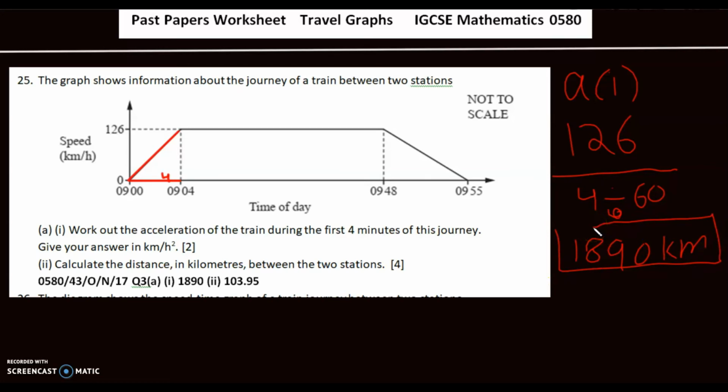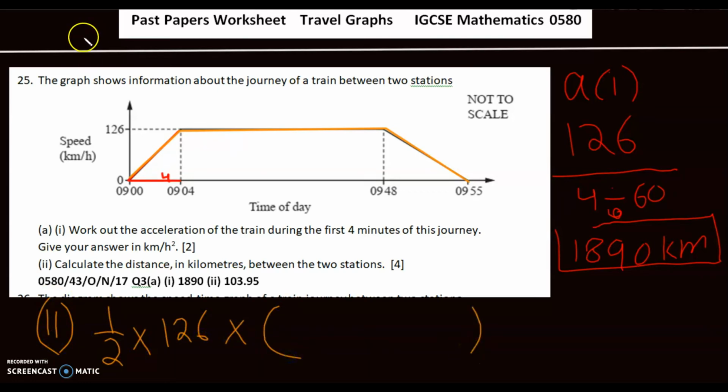Part B, calculate the distance in kilometers between the two stations. So now I need area under the graph. Again, I have to be careful about the units. So area of trapezium is half times height, which is 126 kilometers per hour, times sum of parallel sides. So now the sum of parallel sides needs to be in hours as well. So this is 55 minutes, which makes 55 upon 60 hours.